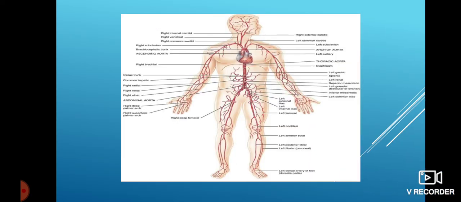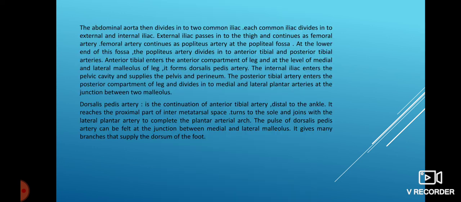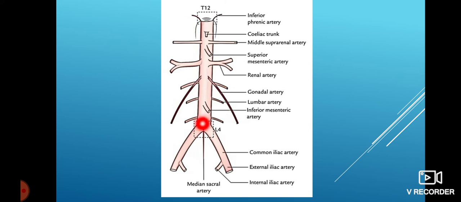Now we have seen how blood reaches the head, neck, brain, upper limb, thorax, and abdomen. The remaining are the pelvis, perineum and lower limb, which have to get their supply from the remaining part of the aorta. Here we have reached the lower limit of the abdominal aorta. At the level of the fourth lumbar vertebra, the abdominal aorta divides into two common iliac arteries. One goes to the right side, the other goes to the left side.